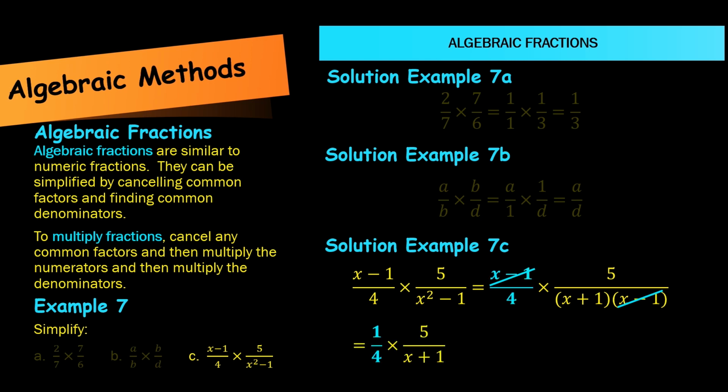Then we have 1 over 4 times 5 over x plus 1. And then multiplying gives us 1 times 5 is 5 over 4 times x plus 1 as shown.